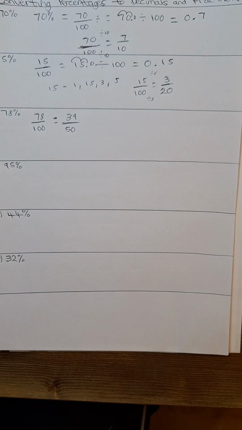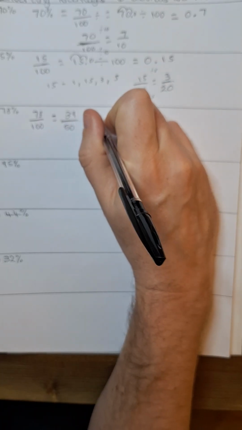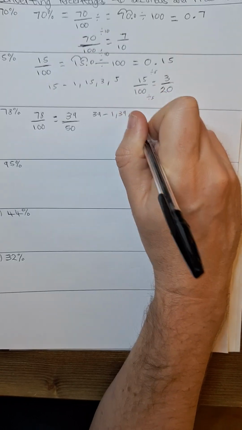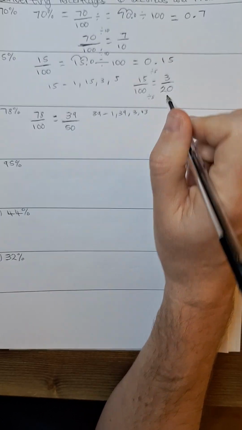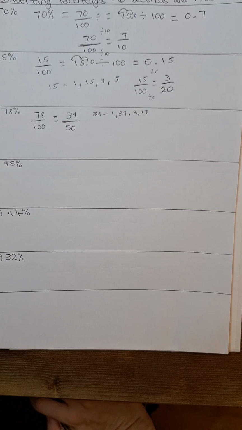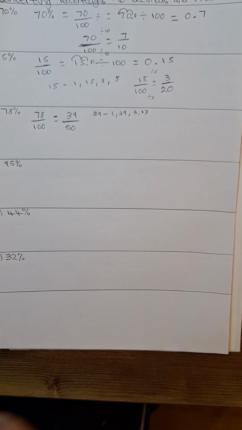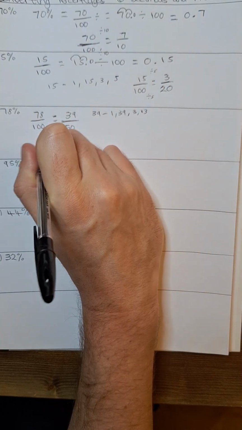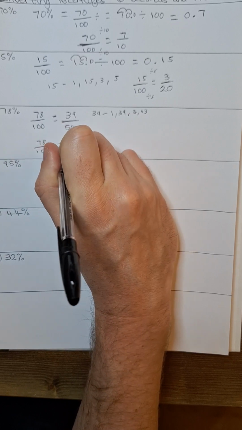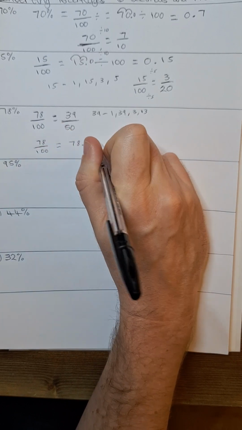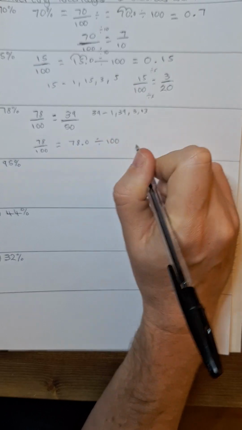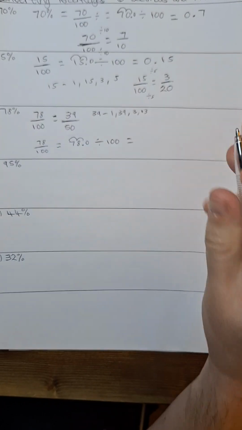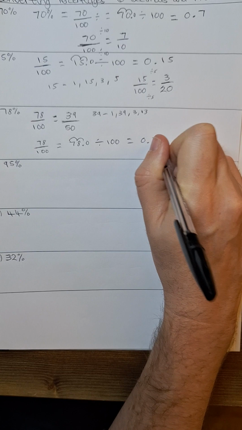Can we simplify that further? Well, I don't think we can. We look at the factors of 39: we have 1, 39, 3, and 13. None of those divide into 50, therefore 39 over 50 is its simplest form. And to convert 78 over 100 to a decimal, we have 78.0 divided by 100, and to divide by 100, we move our decimal point 2 places to the left, which equals 0.78.